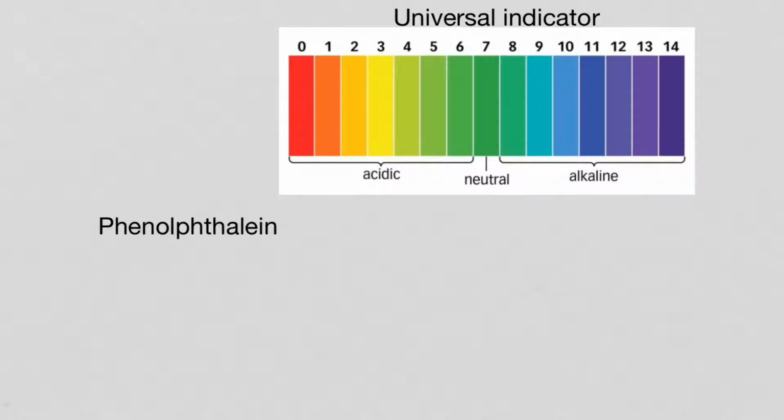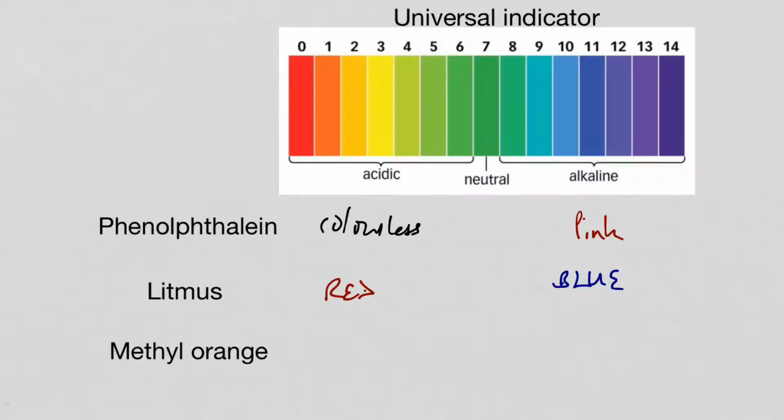In addition, we've got a few other indicators. Phenolphthalein is another common indicator, and in alkaline, phenolphthalein is pink, and in acid it's colourless. You've probably come across litmus as an indicator, and in acid litmus is red, and in alkali litmus is blue. And another common indicator is methyl orange, which in acid is red, and in alkali it's orange or yellow.